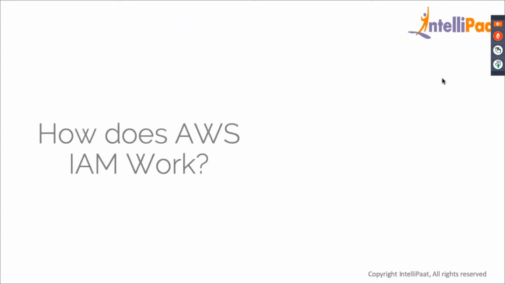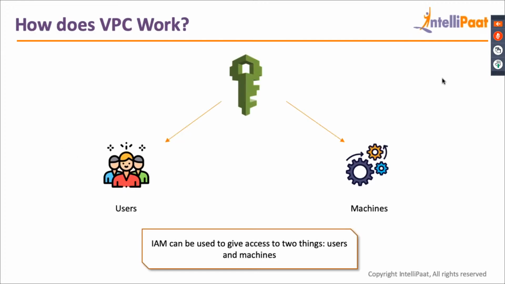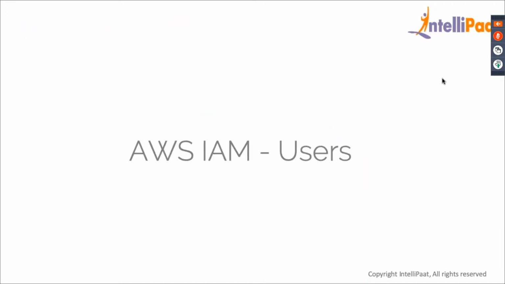Okay, so how does AWS IAM basically work? Like I said, IAM basically can do two things for you. It can grant permissions to either users or it can grant permissions to machines, right? So we are going to have a look at both things, that how you can grant access to particular users, right? And how you can grant access to servers in AWS. So let's go ahead and get started with the first thing, which is IAM users.